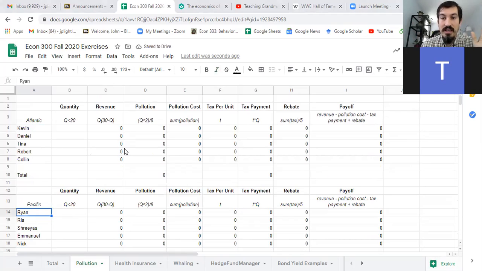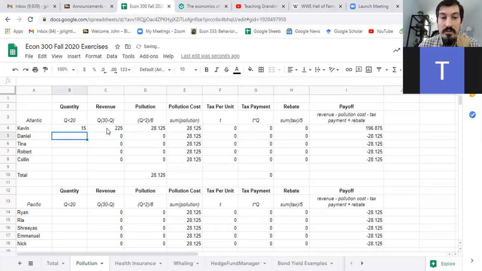Here's how it goes. I want you to understand everything about this game before you make your decision. You choose a quantity Q, less than 20, or equal to 20 if you want. Your revenue is going to be Q times (30 minus Q). So if Kevin picks 15, your revenue is 225. But you cause pollution, and that's Q squared divided by 8. So if you take Q, which is 15, squared is 225, divided by 8, you get 28.125. And that's just the pollution from Kevin.